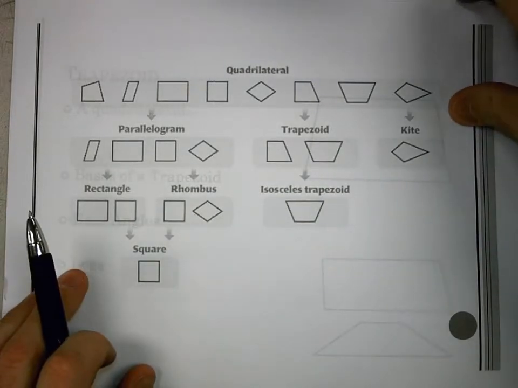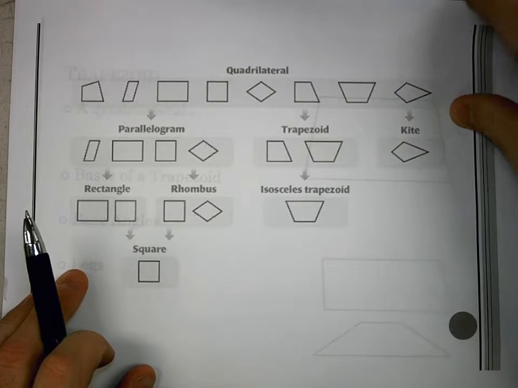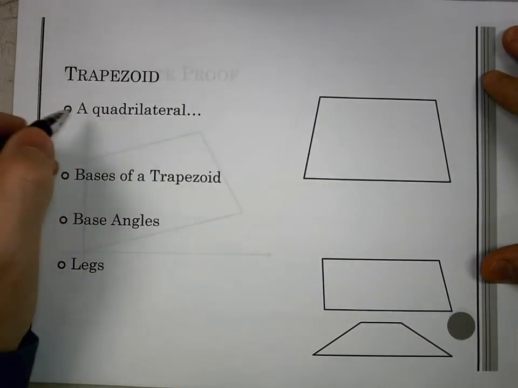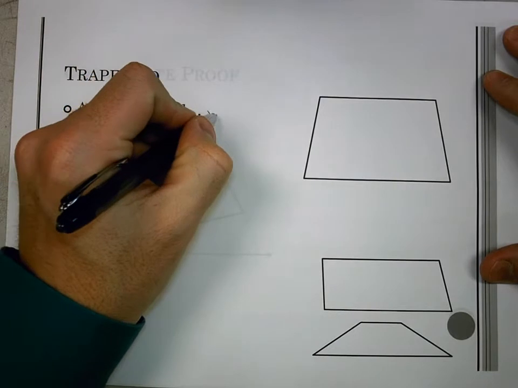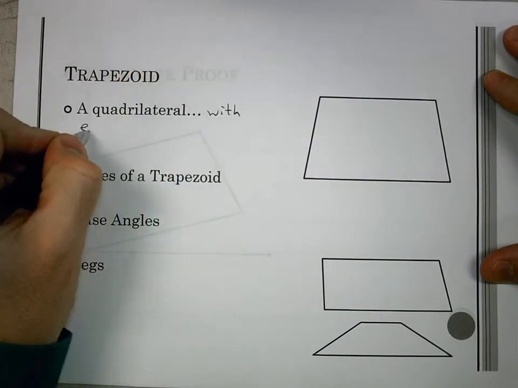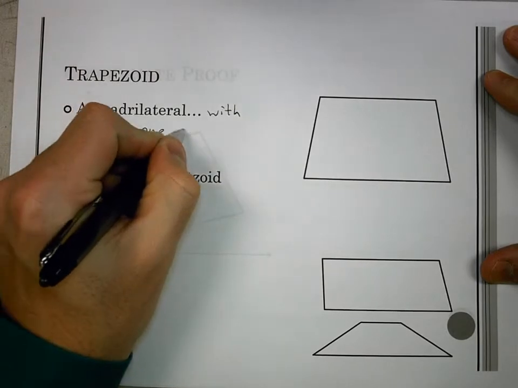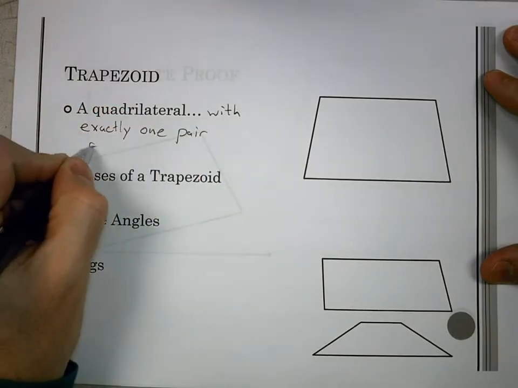Now if we go by strictly the definition of a parallelogram, the definition was that opposite sides were parallel. So if we think of these other shapes, they're not going to have both pairs of opposite sides parallel. A trapezoid is still going to have some parallel lines to it. A trapezoid is going to be a quadrilateral with exactly one pair of parallel sides.